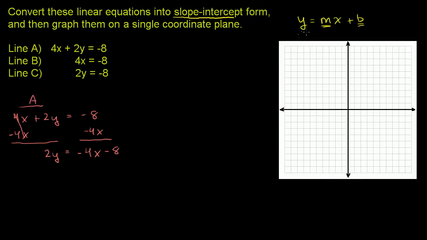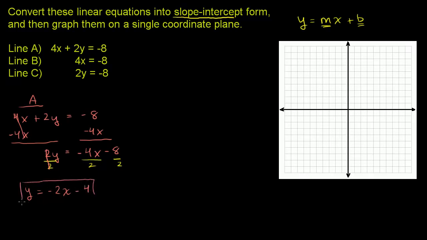Now, we're almost at slope-intercept form. We just have to get rid of this 2. The best way to do that, I can think of, is to divide both sides of this equation by 2. You have to divide every term by 2. And then we are left with y is equal to -4 divided by 2, which is -2x, and -8 divided by 2 is -4. So y is equal to -2x minus 4. This is line A.